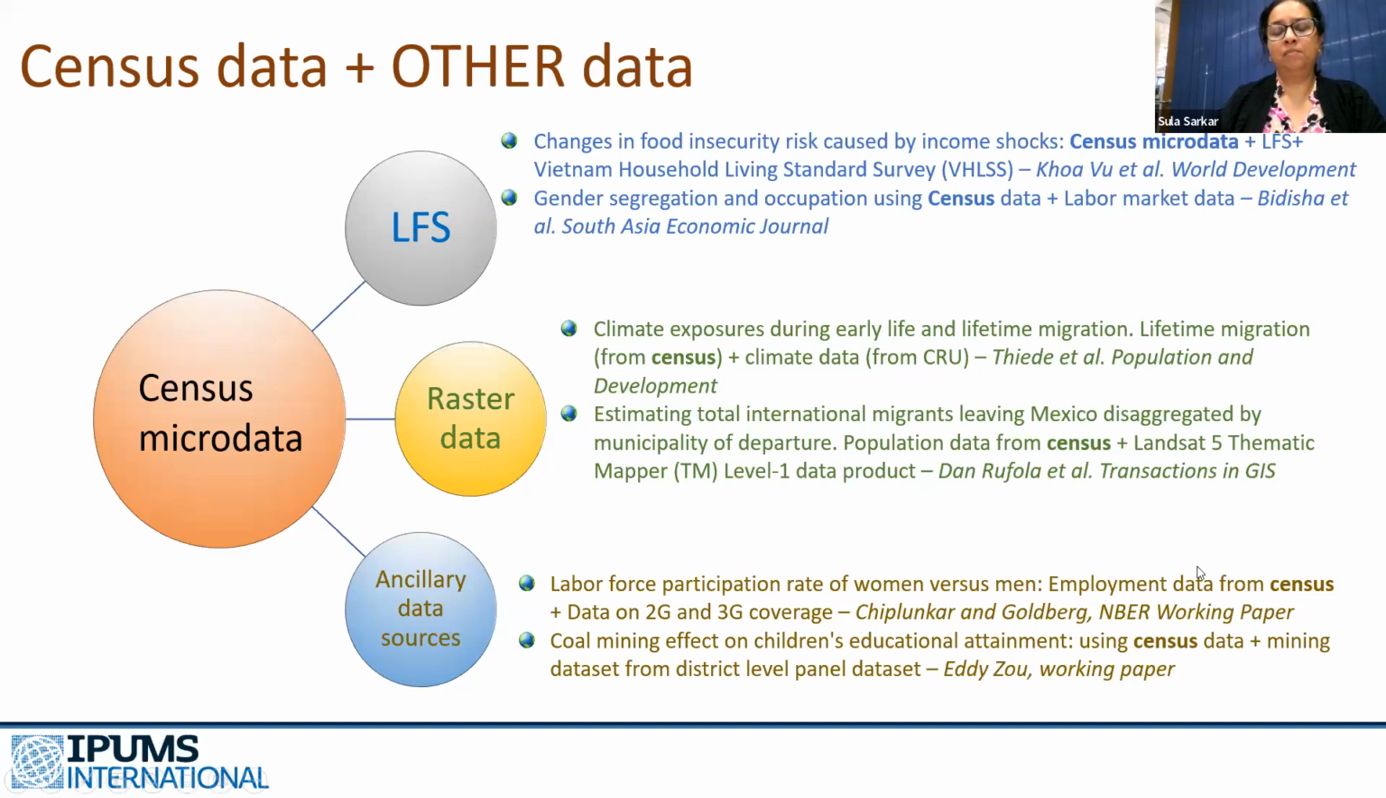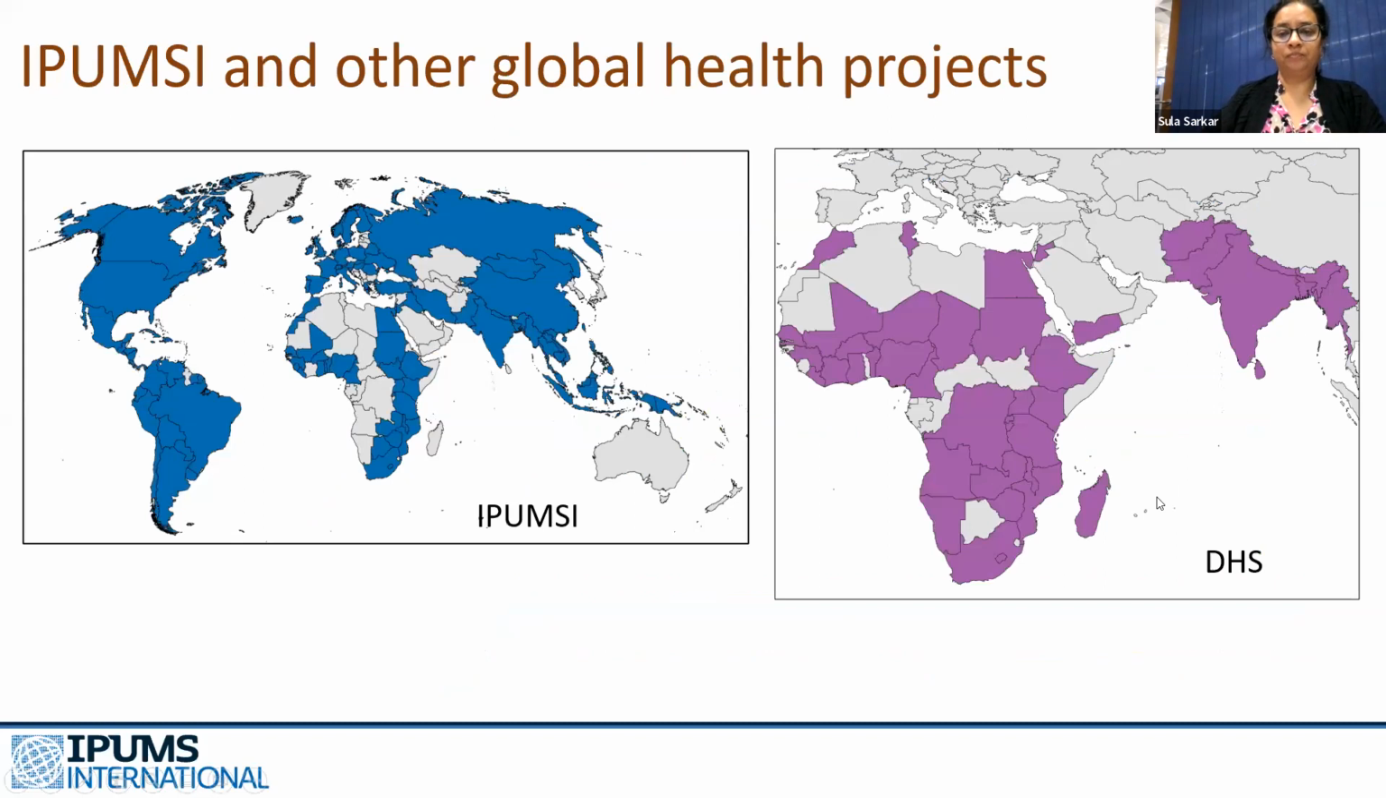So here are some publications, an example where people are working on climate data along with migration data from the census. Here there is data on cell phone coverage along with census data. So the opportunities are endless.